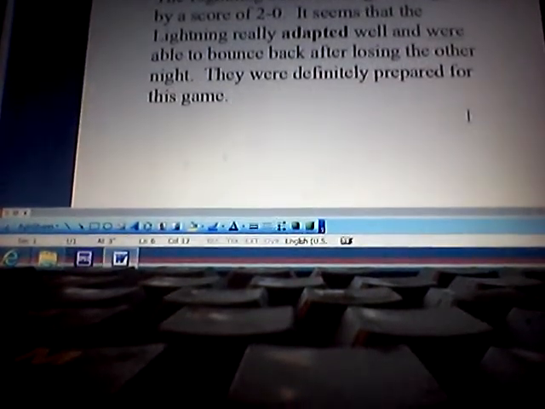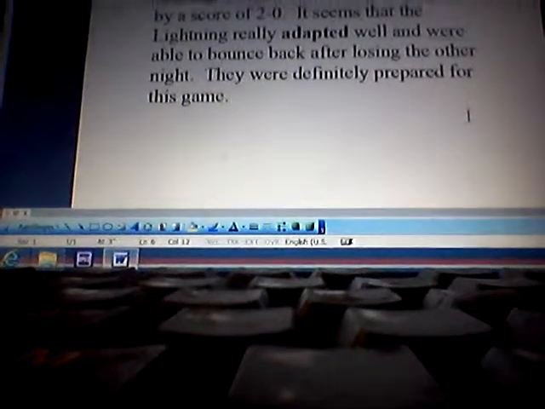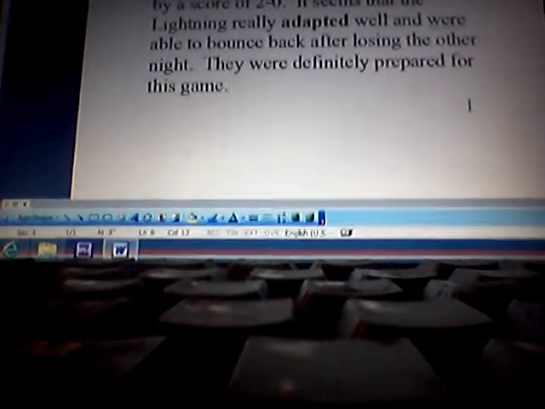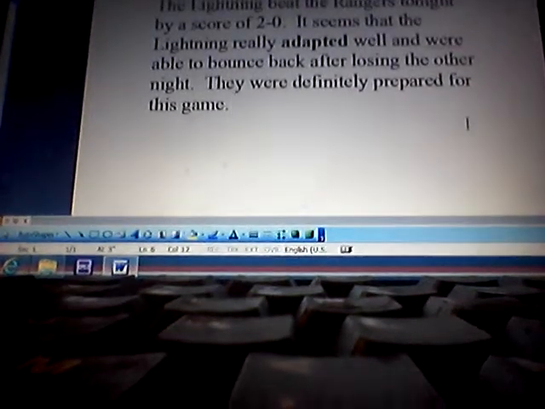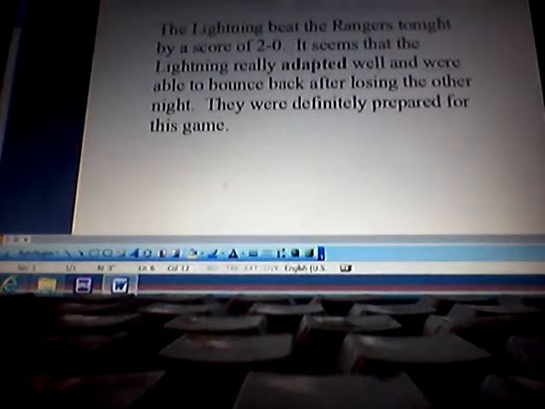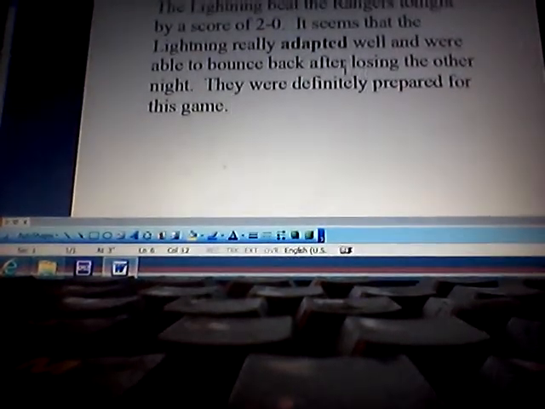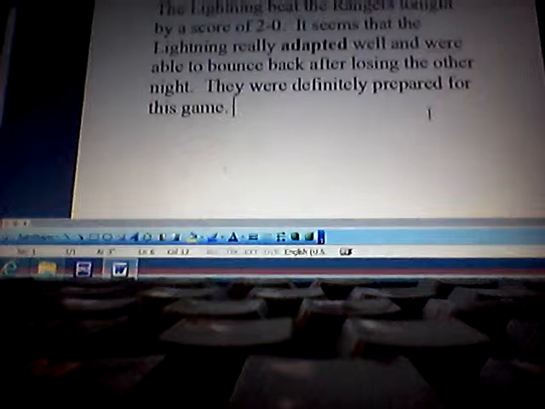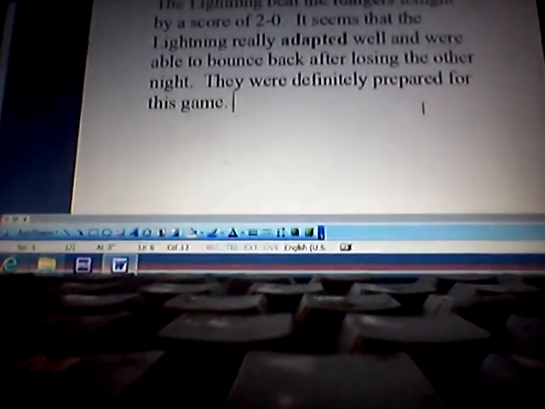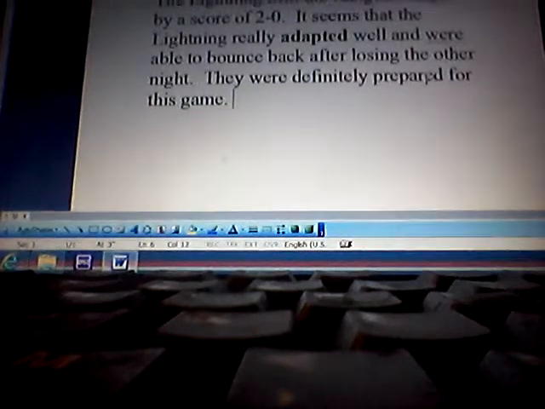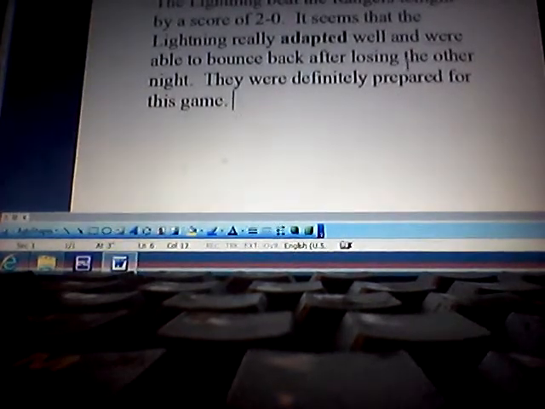Now, what I can do is read the sentence with adapted in it again, and just for fun, replace that word with the word prepared and see if it makes any sense. It seems that the Lightning really prepared well and were able to bounce back after losing the other night. Well, I don't know about you, but to me that makes sense. That makes perfect sense.